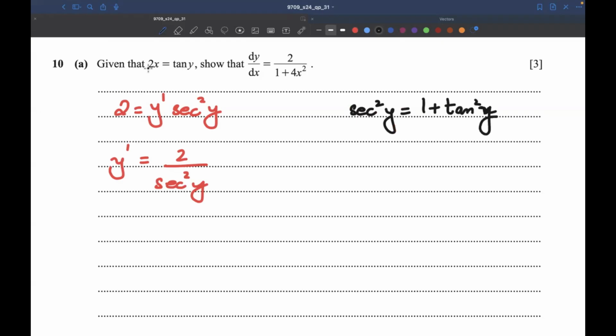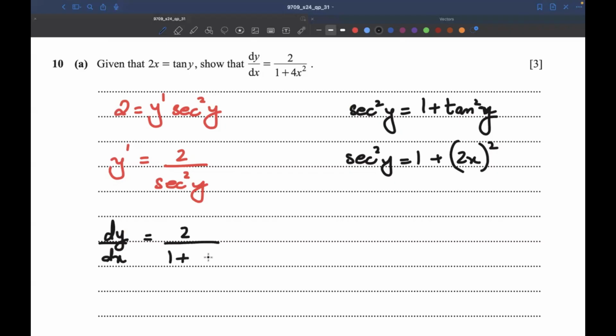Now tan of y is equal to 2x. So sec squared of y can be written as 1 plus 2x whole squared. So sec squared of y will be 1 plus 4x squared. So y dash, which is dy by dx, can now be written as 2 divided by 1 plus 4x squared, as we have to show.